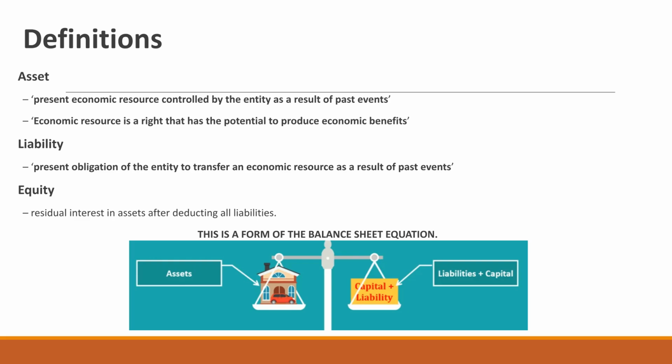So it's not just physical things, it's the right to those benefits. A liability is a, quote, present obligation of the entity to transfer an economic resource as a result of past events. In simpler terms, it's something the company owes to someone else. This obligation stems from something that has already happened. Equity is the, quote, residual interest in assets after deducting all liabilities. This essentially represents the owner's stake in the company, what's left over for them after all debts have been paid. As you can see here, this reflects the fundamental accounting equation: assets equal liabilities plus capital, or equity. This equation must always balance, just like this scale.